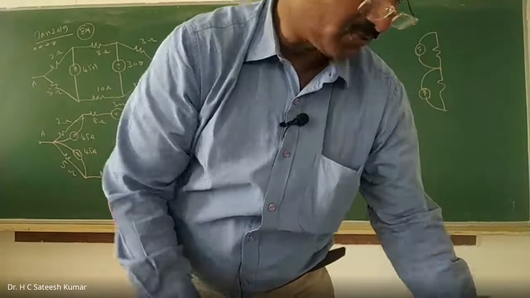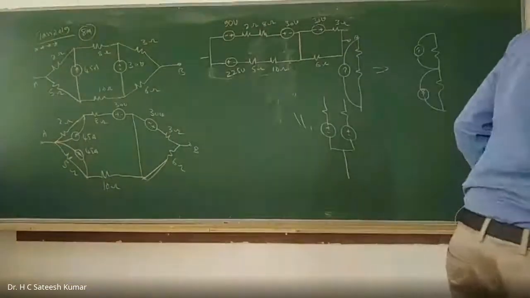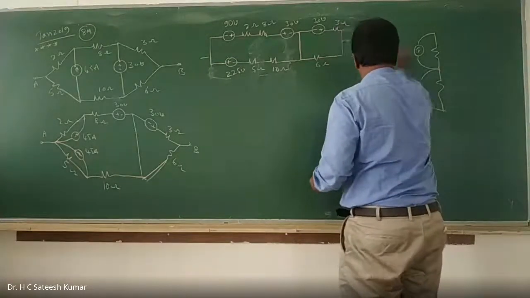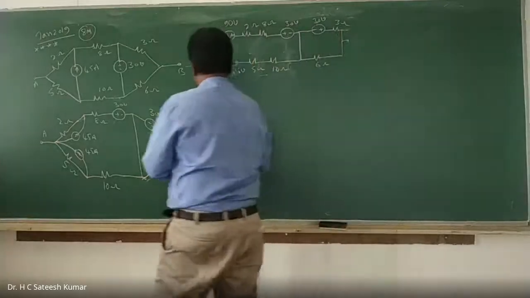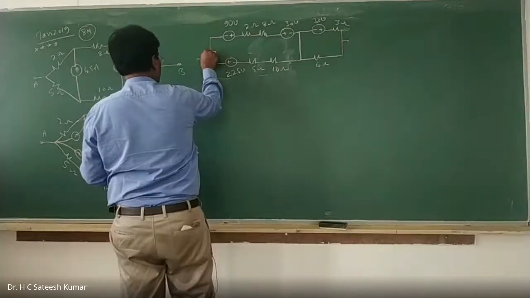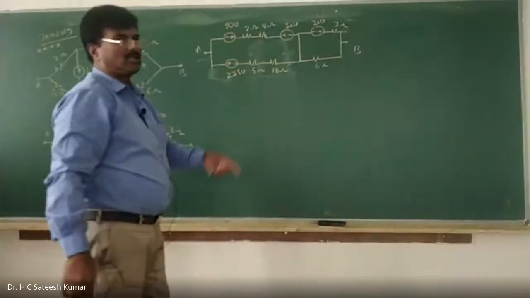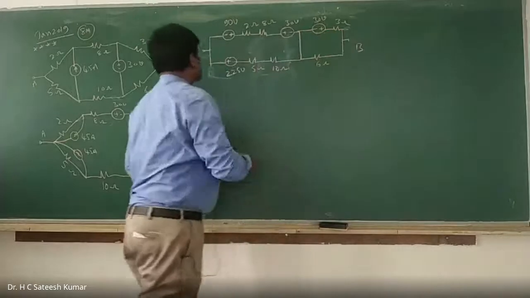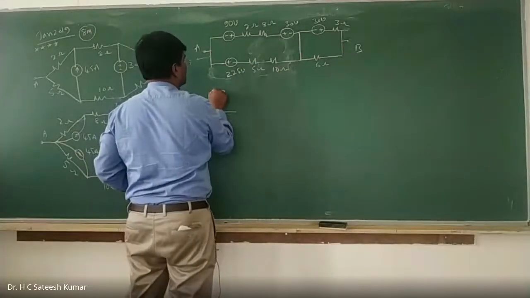Yeah, 225 volts. What is 225 volts? Next. Okay, this is A, this is B. Now, simplify this one, and these two are parallel. If these two are parallel, convert it into a current source. And this you simplify first. Afterwards, we shall convert it into a current source.